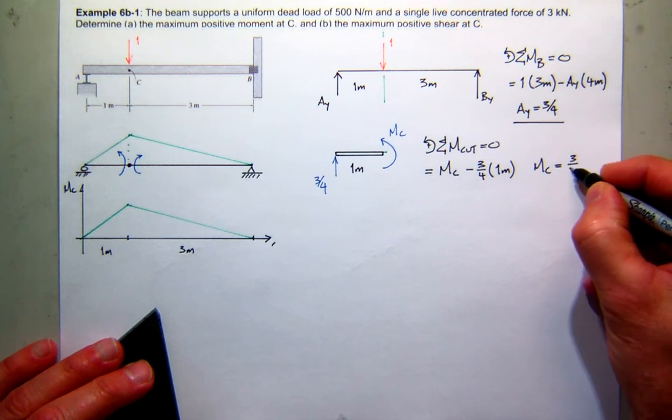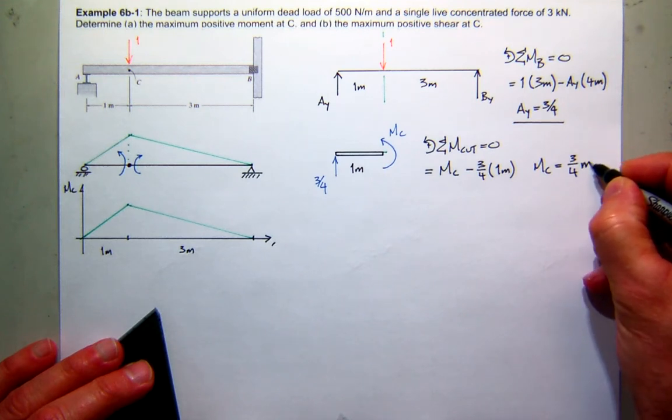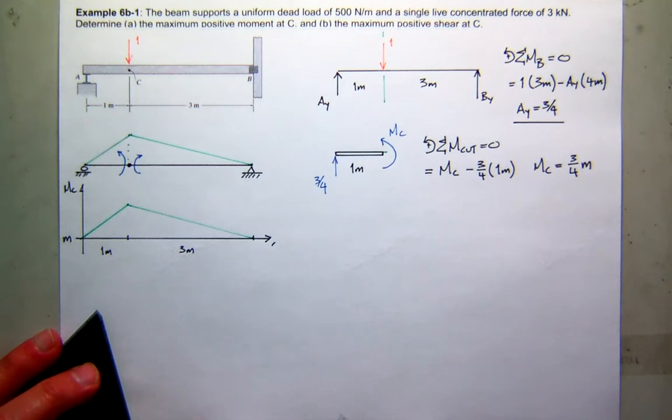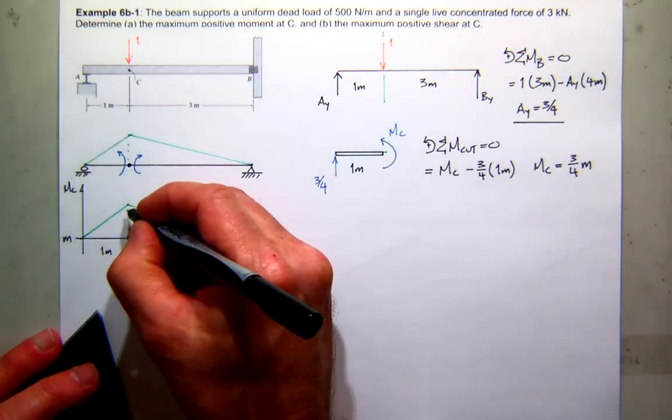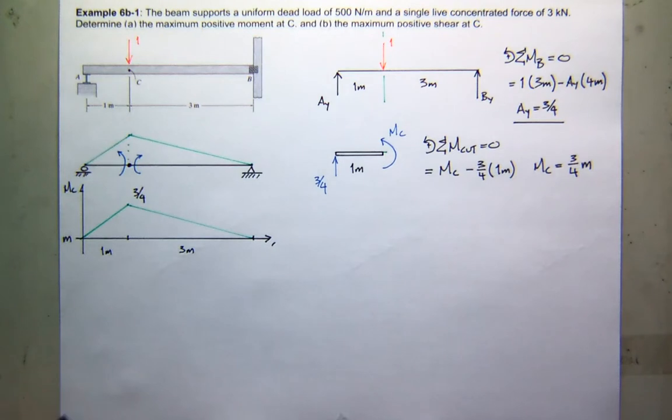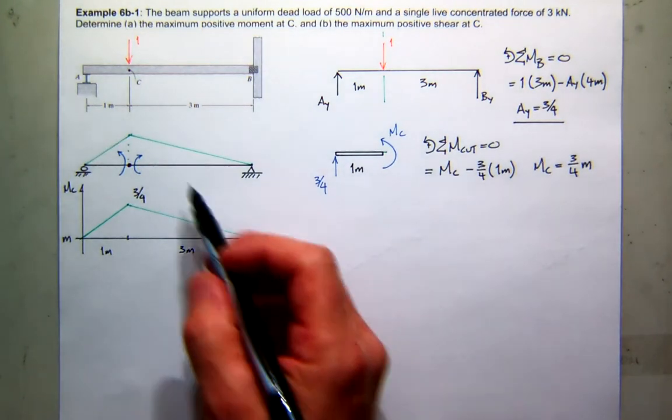3/4. Actually, it has a weird unit of meters. So that means that over here, all these values will be meters, and this value here will be 3/4. So I now have my influence line.